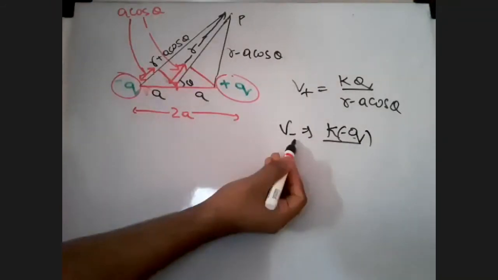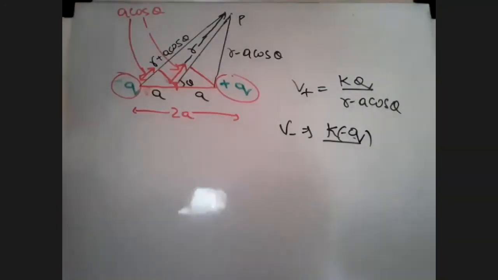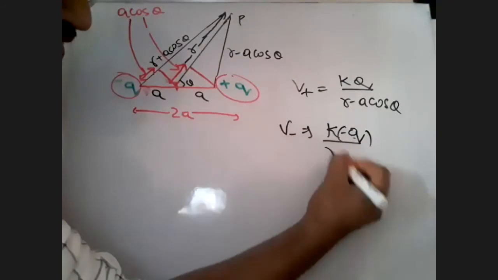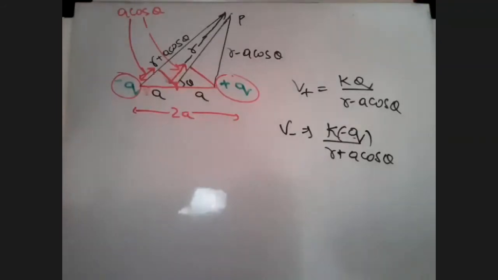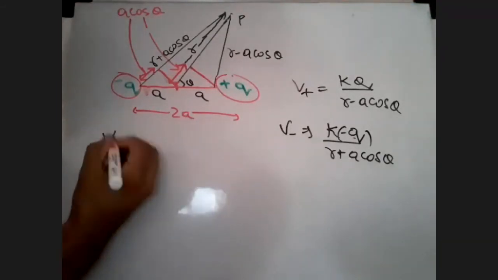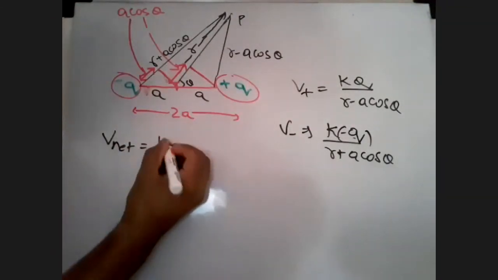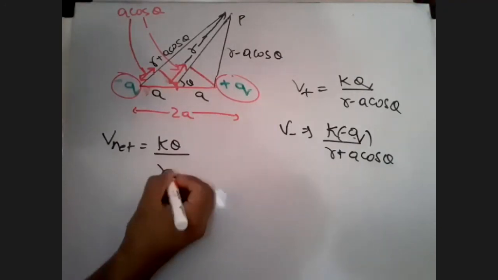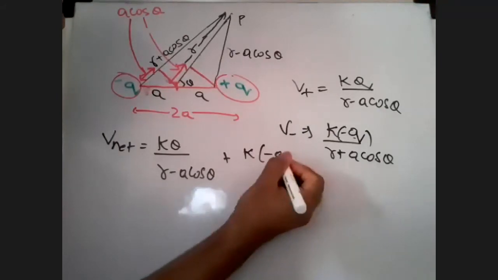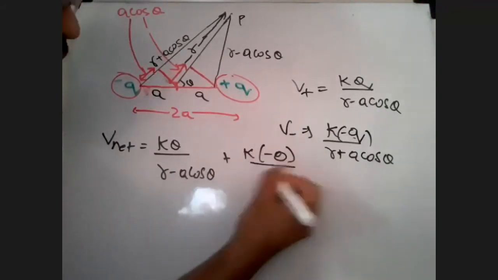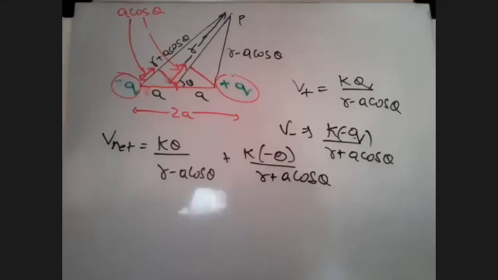I'm looking at V minus, the potential due to this charge, minus Q. So I substitute minus Q upon the distance between them, that is R plus A cos theta. Now, what is going to be the net potential? V net is the addition of both of them. So I can write KQ upon R minus A cos theta plus K of minus Q upon R plus A cos theta. Did you all understand this?